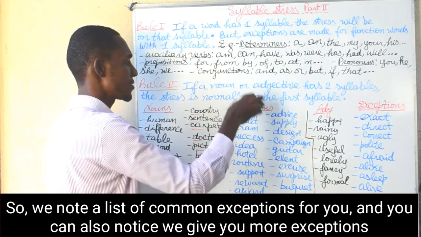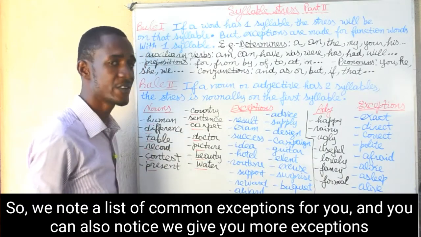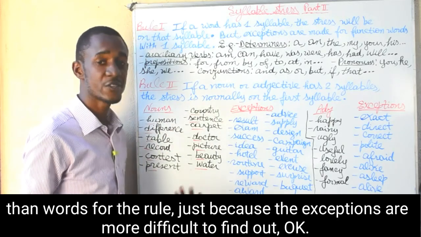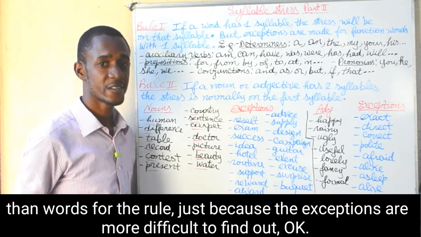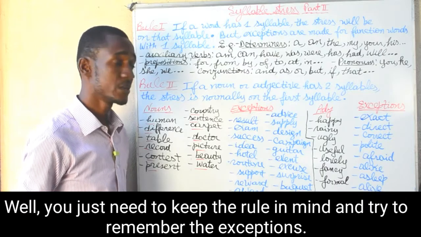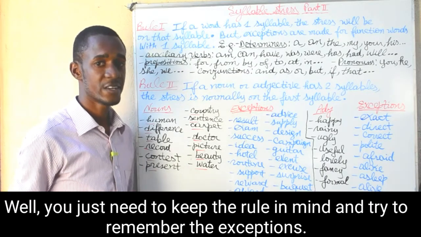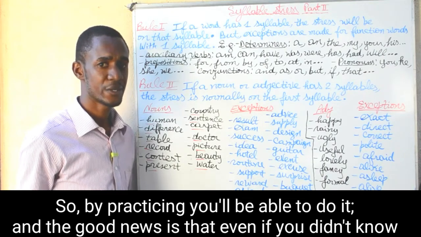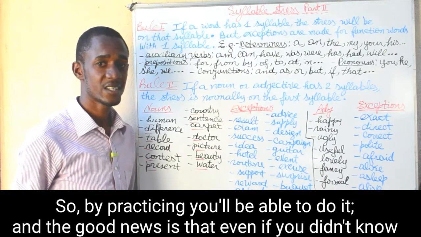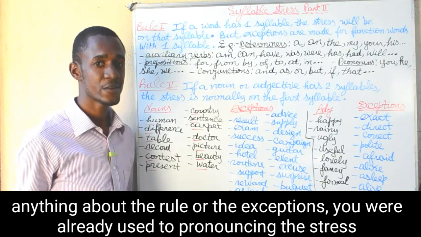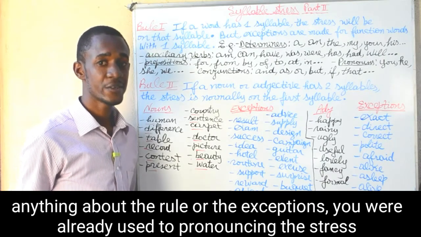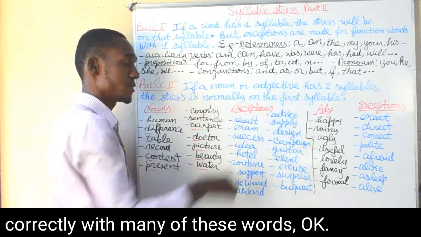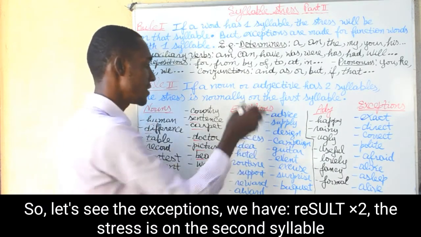So we noted a list of common exceptions for you, and you can also notice we gave you more exceptions than words for the rule, just because the exceptions are more difficult to find out, okay? Well, you just need to keep the rule in mind and try to remember the exceptions, okay? By practicing, you'll be able to do it. And the good news is that even if you didn't know anything about the rule or the exceptions, you were already used to pronouncing the stress correctly with many of these words, okay? So let's see the exceptions.